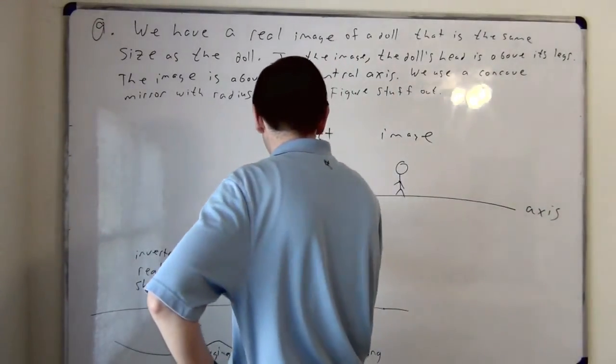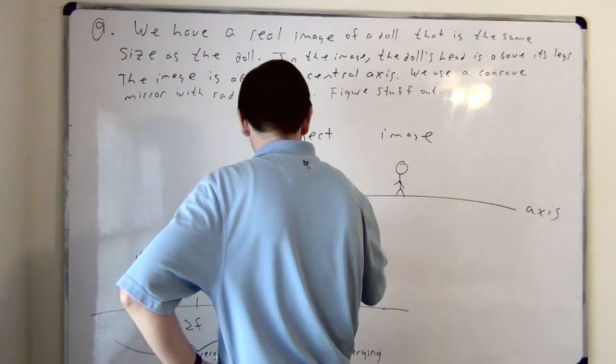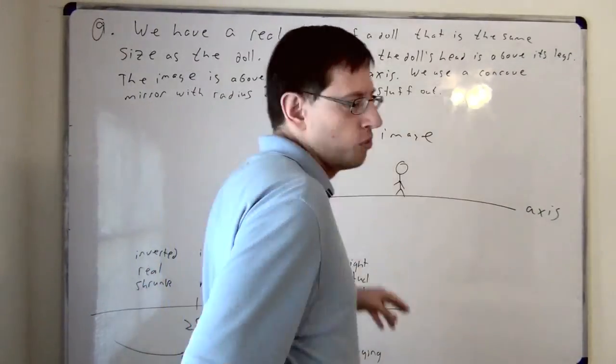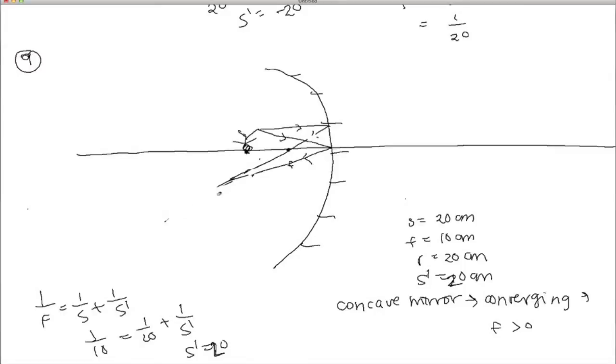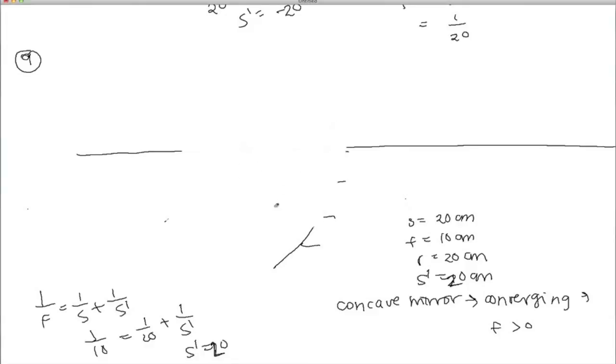Oh, man. So should I erase this whole thing? You just have to flip who you're calling the object and who you're calling the image. Just redo this whole thing. Actually, why don't you do it from scratch, because the ray diagram isn't quite right. Let's just start from the beginning.